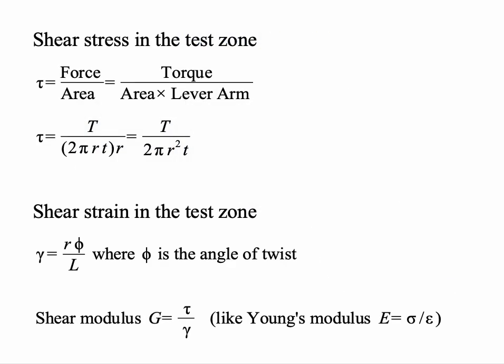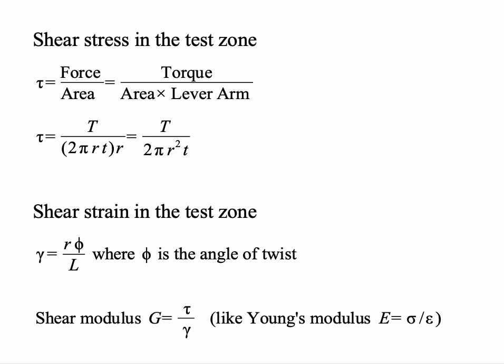Here's the math behind a hollow torsion specimen. The shear stress in the test zone, Greek letter tau, is force over area, which is the same as torque divided by area times the lever arm. And the lever arm is the radius in this case. The cross-sectional area of a thin-walled tube is the circumference of the tube times its thickness. When we multiply everything together, shear stress is torque divided by 2 pi radius squared thickness.